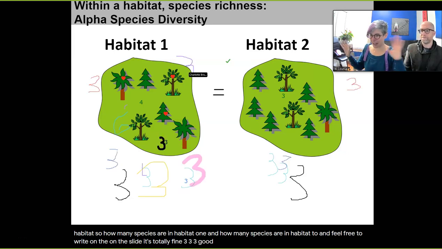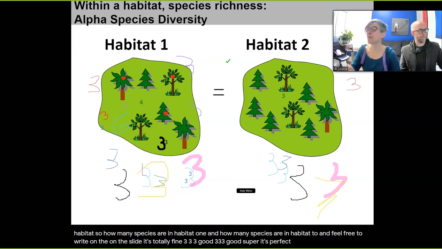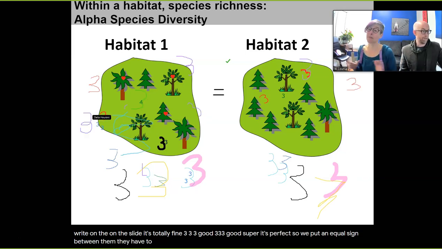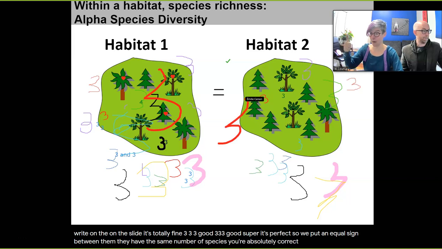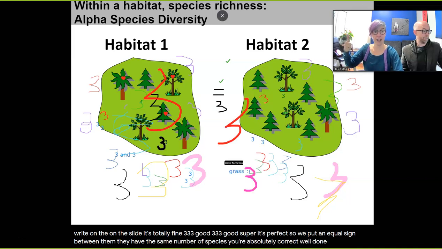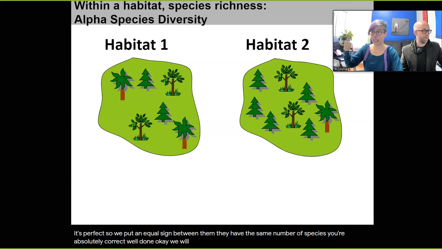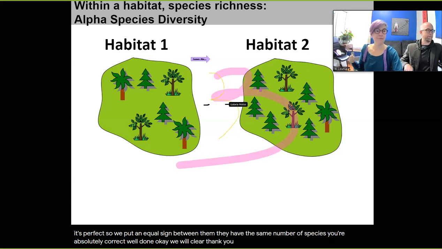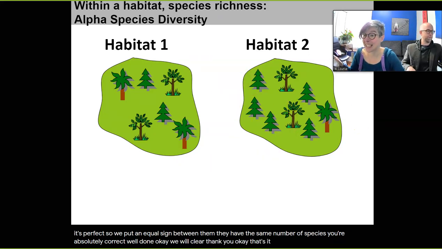Three. Very good. Three. Good. Super. It's perfect. Somebody put an equal sign between them. They have the same number of species. You're absolutely correct. Well done. Okay, that's it. That's as complicated as it gets.